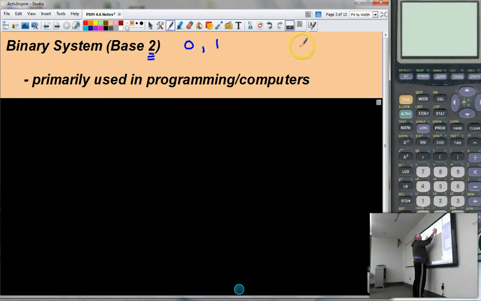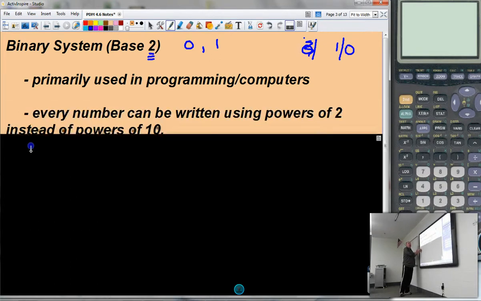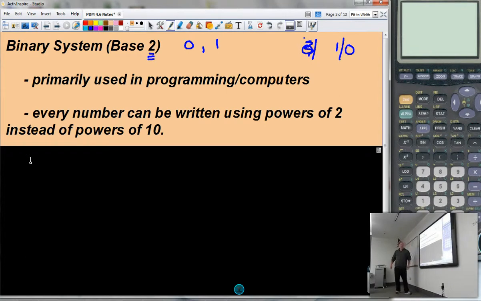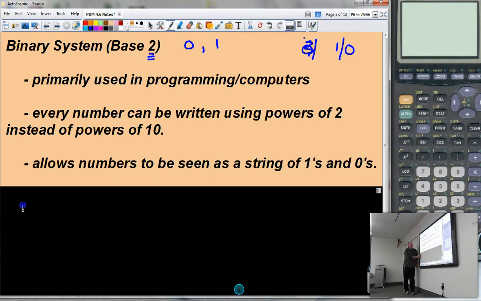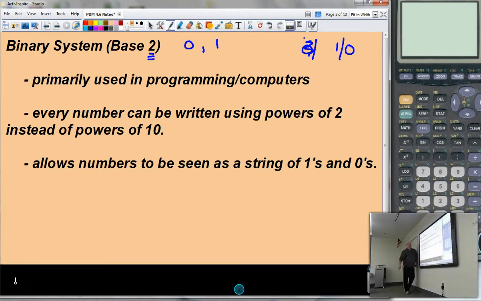Now if you look on a computer, oftentimes you'll see a switch that looks like that. And that sometimes turns the computer on and off, but it's a 1 and a 0. So it's primarily used in programming in computers. Every number can be written using powers of 2 instead of powers of 10. And so our goal is to learn how binary works and to work with it. It allows numbers to be seen as strings of ones and zeros. So in our binary system, every number that you can think of can be rewritten as ones and zeros.